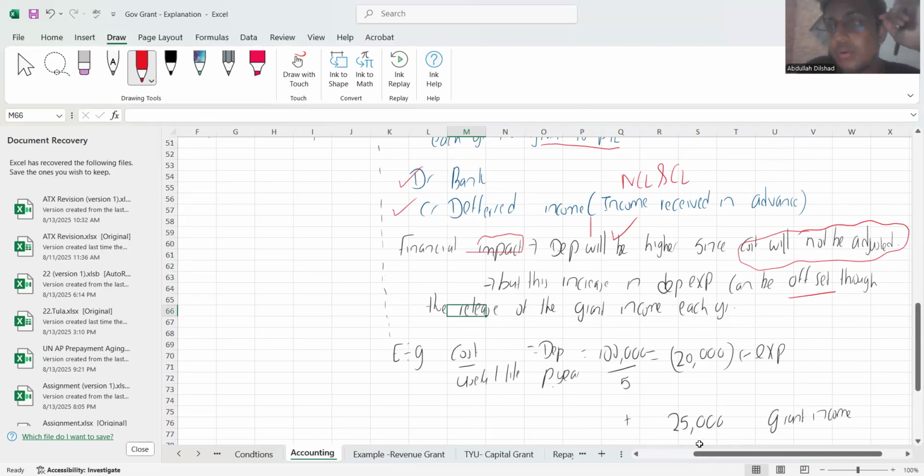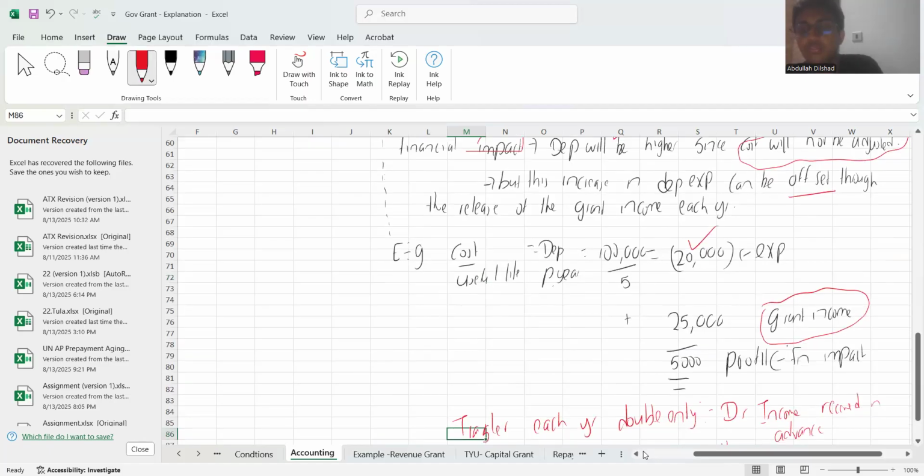But how we are going to bring the same impact is, we'll find out the depreciation. The depreciation is 20,000, the normal way, right? What we'll do is, we'll be adding grant income, right? We'll be showing the grant income. So a final profit or loss would be 5,000. This would be your financial impact.